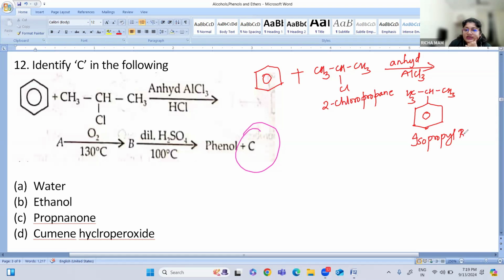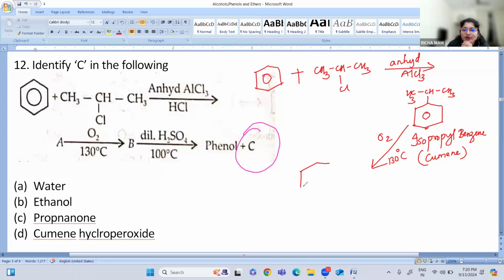This is a cumene formation, right? Remember cumene formation? So isopropyl benzene, that is cumene. Now this cumene, further what we are doing? We are reacting with dioxygen at 130 degrees Celsius. So what will happen? There will be placement of two oxygens. We are going to get cumene hydroperoxide. So that is CH3 and CH3, and this is cumene hydroperoxide.